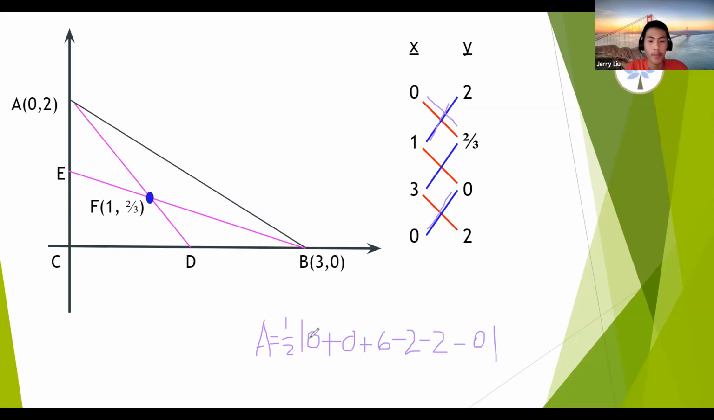So obviously we can just ignore all these zeros because they do not do anything to the addition or the subtraction. What's important is this middle part, which is 6 minus 2 minus 2. So what's 6 minus 2 minus 2? That's 2. So we have 1/2 times the absolute value of 2. Now the absolute value of 2 is obviously 2 itself. So this expression should equal 1. So this is why the area of triangle ABF is 1.